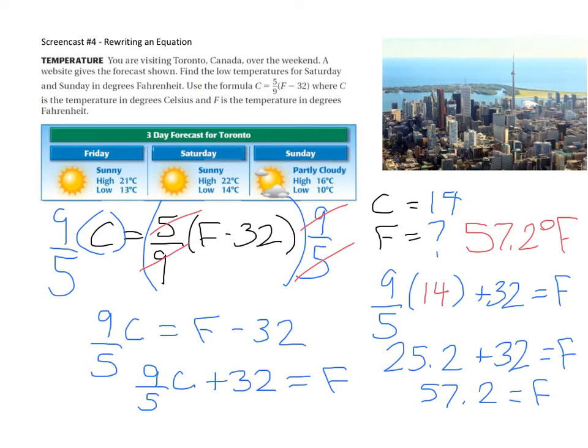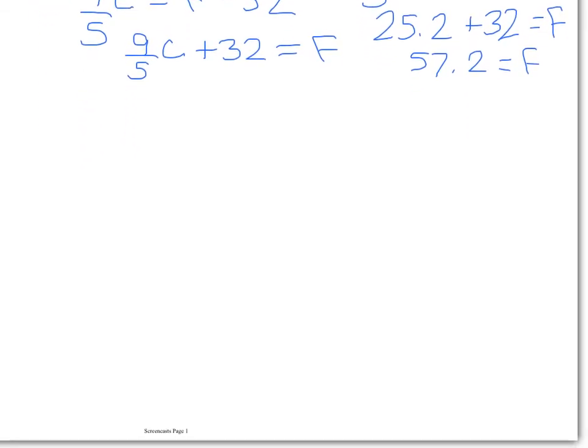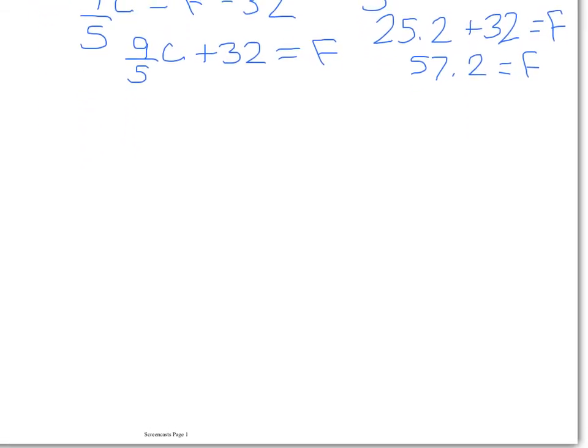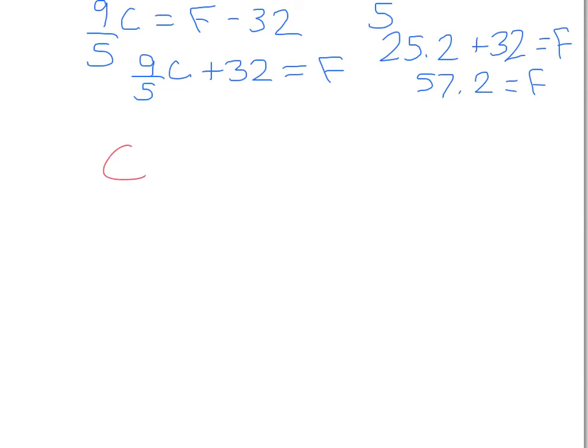All right. On that note, what if we didn't rearrange it? Would we have still gotten 57.2? Yes, we would have. Here, check this out. I want to show you that. What if we started with the original equation? And the original equation, of course, was C is equal to 5/9 times F minus 32.